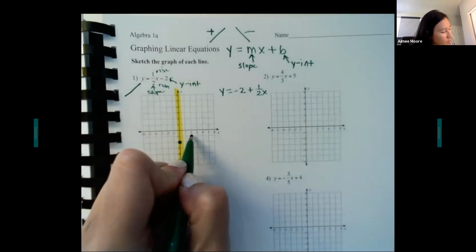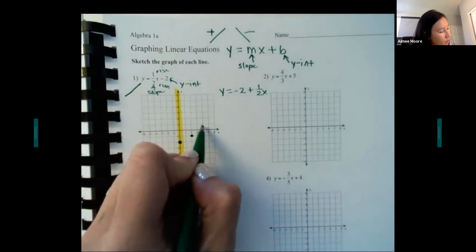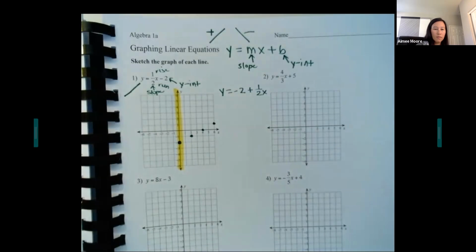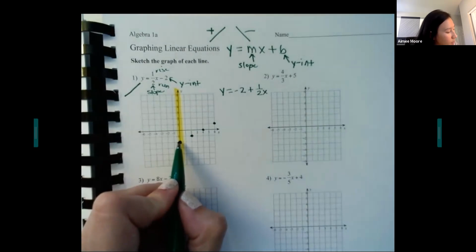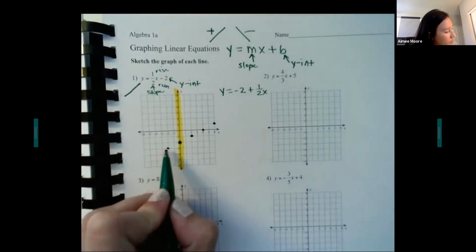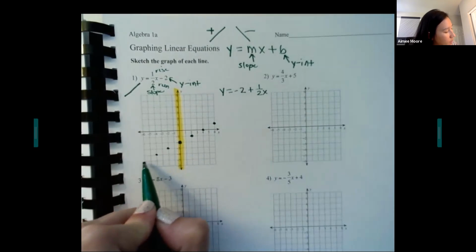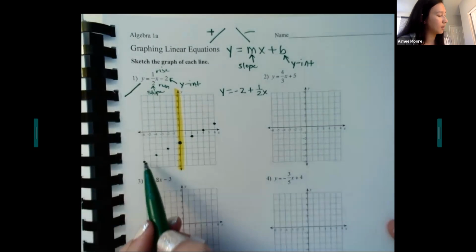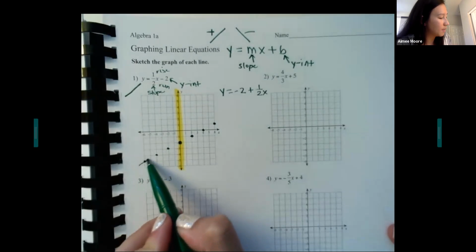And then I just continue. So from this point, I would do my rise of 1, my run of 2. Rise of 1, run of 2. And the same here. So you want to continue it from the graph. So I would go down 1 and left 2. Down 1, left 2, down 1, left 2. And it should form a perfectly straight line. So they should all line up nicely.